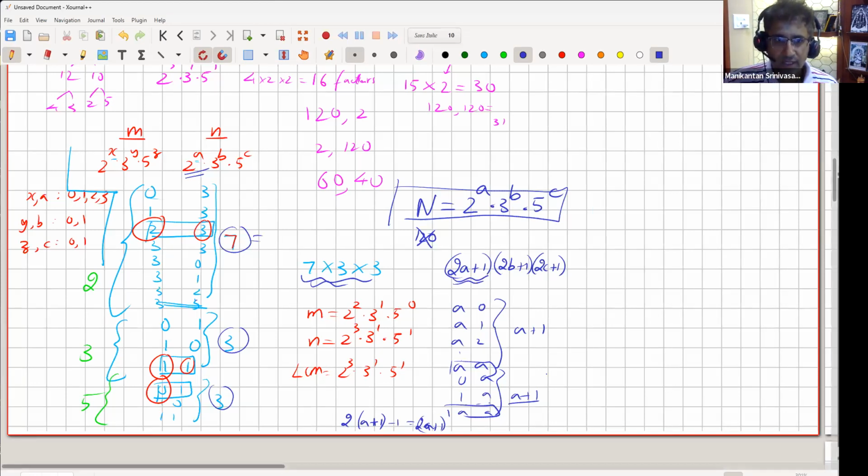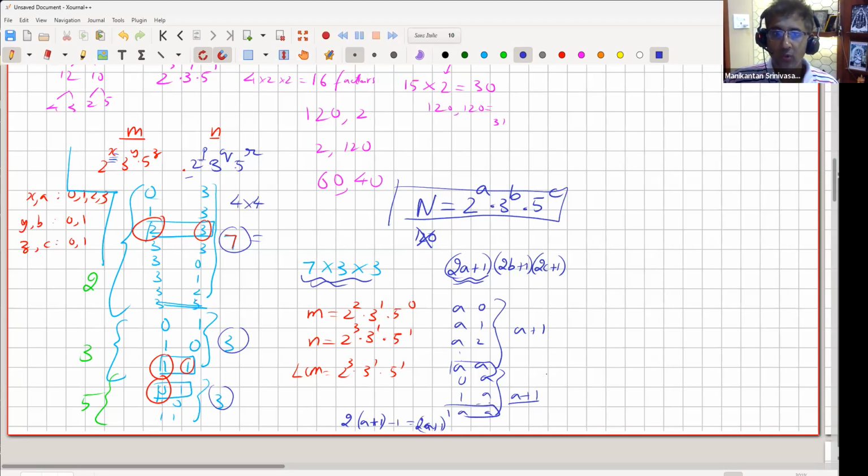Another way to think of the same 2A plus 1 is, how did you get this 7? I'll just call it P, Q, and R so that I don't confuse with this, right? X could have been 0, 1, 2, 3. P could also have been 0, 1, 2, 3. So there are 4 into 4 possibilities, 16 possibilities.